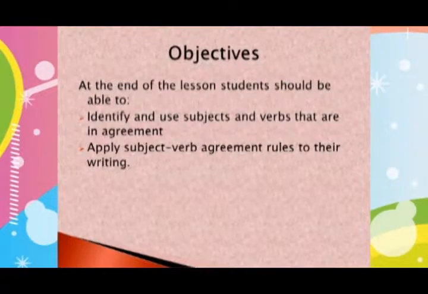Today, we'll be looking at subject-verb agreement. Here are the objectives we hope to achieve at the end of today's lesson. At the end of the lesson, students should be able to identify and use subjects and verbs that are in agreement, and apply subject-verb agreement rules to their writing.